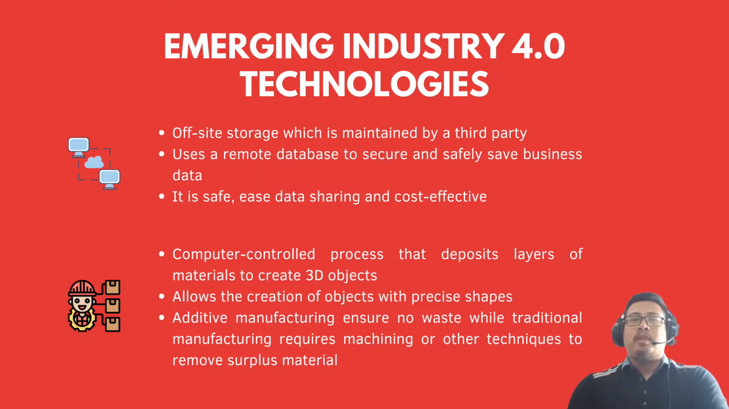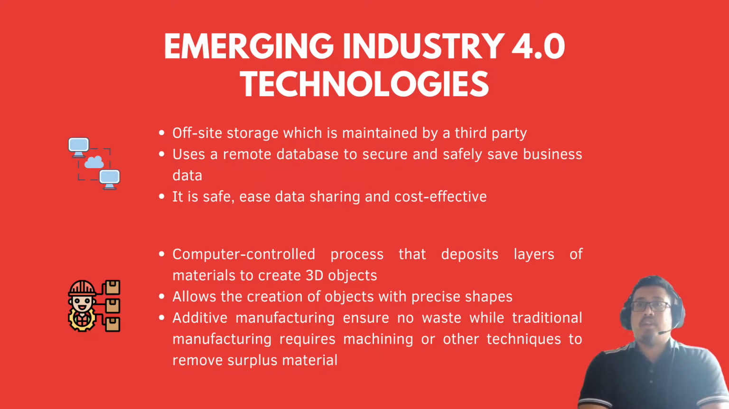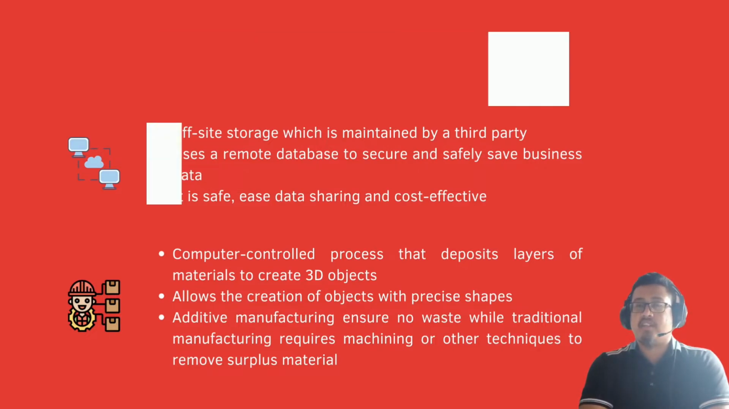Next is additive manufacturing. It refers to a computer-controlled process that deposits layers of material to create a 3D object. It differs from traditional manufacturing as it forms the precise shape. Additive manufacturing ensures no waste, while traditional manufacturing requires machining or other techniques to remove surplus material.